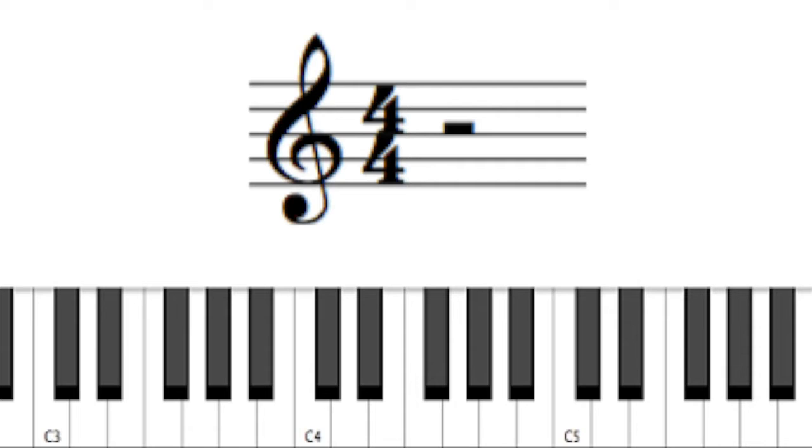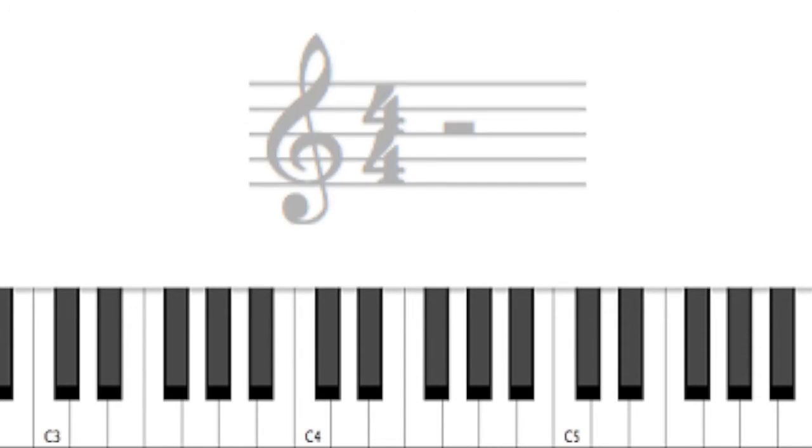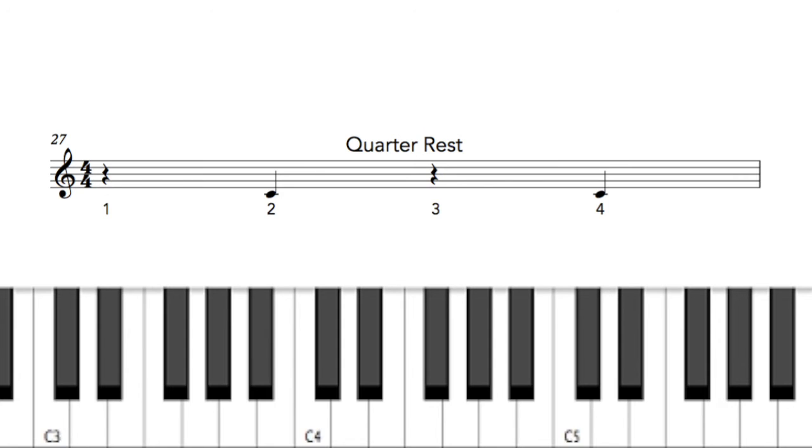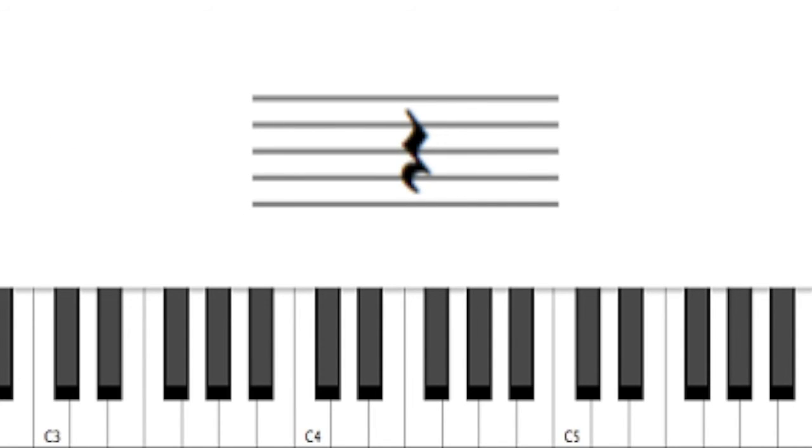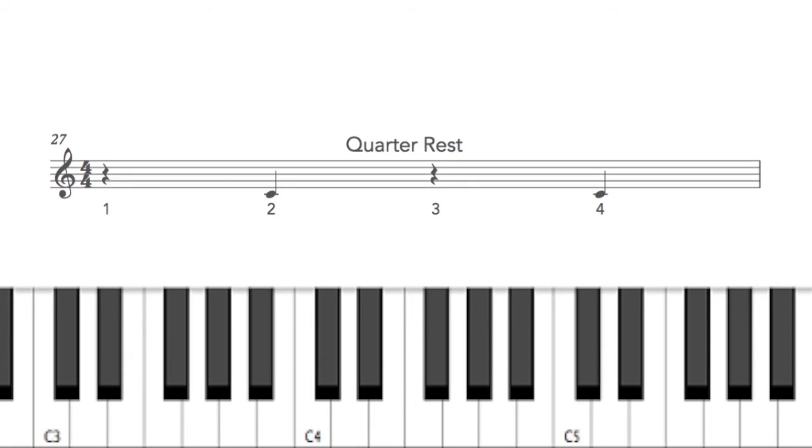Cool. Now we have our quarter rest. And to me, the quarter rest is like a funny 3. So that means you don't play for one beat. So we have 1, 2, 3, 4. Awesome.